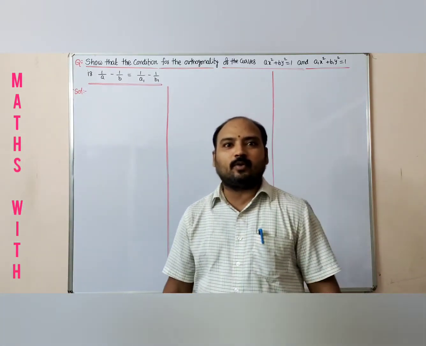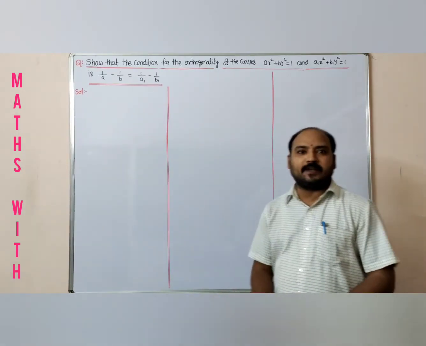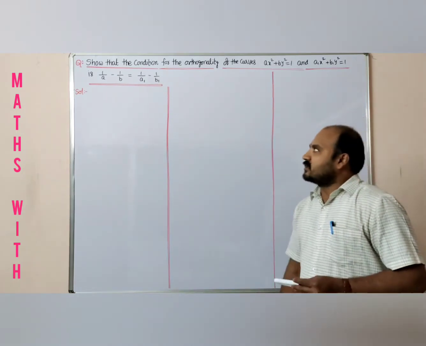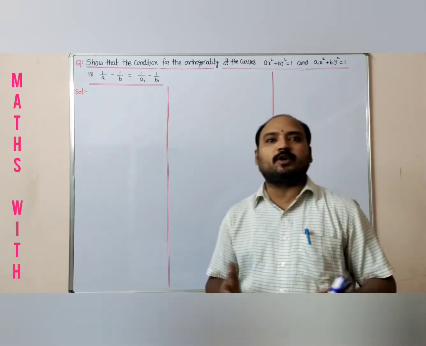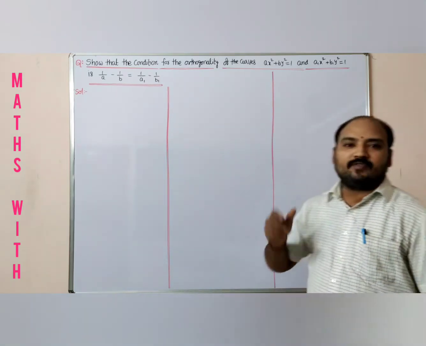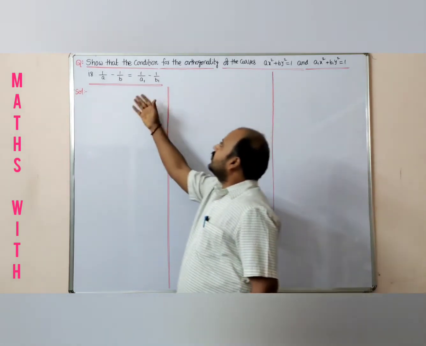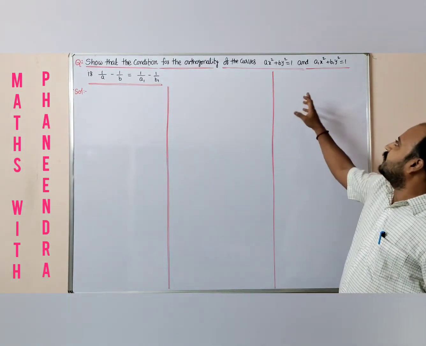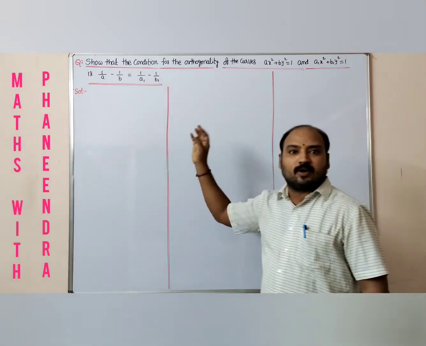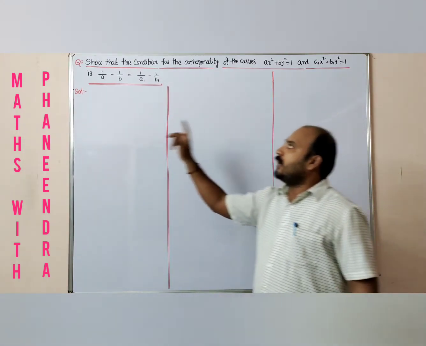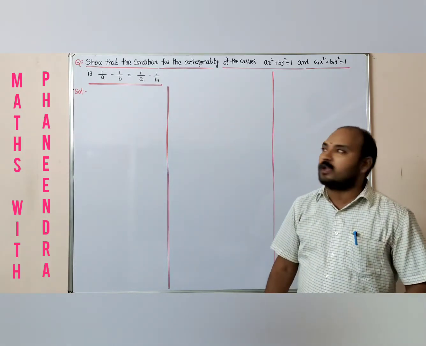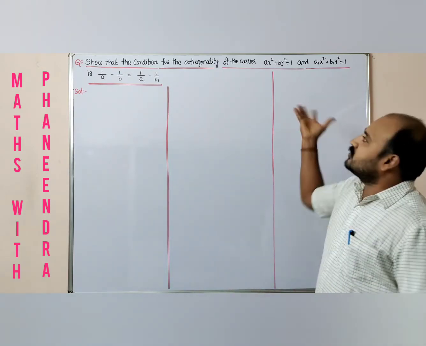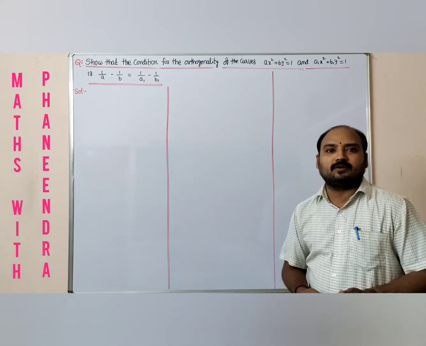In this video, we are going to discuss an example problem in tangent and normals in first year Mathematics 1B, in the calculus part. This question is also related to orthogonality of the given curves. Show that the condition for the orthogonality of the curves ax square plus by square equal to 1 and a1x square plus b1y square equal to 1 is 1 by a minus 1 by b equal to 1 by a1 minus 1 by b1. So first, two curves are given, point of intersection is not given.